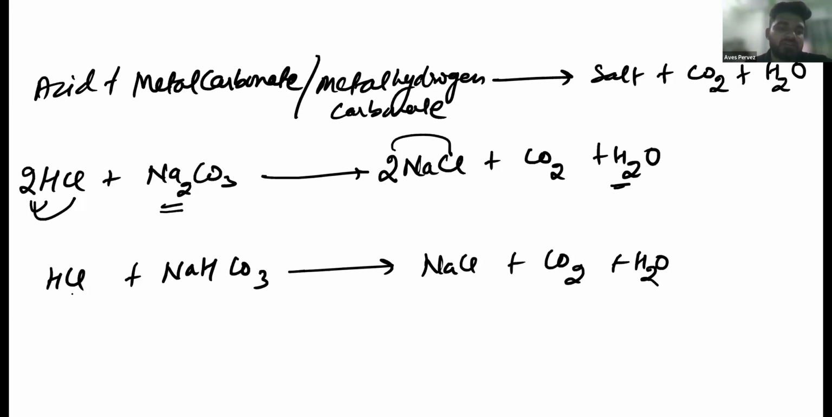Similarly, here it is already balanced. 1 Na, 1 Cl, 1 hydrogen here means 2 hydrogen, and 1 carbon dioxide and 1 oxygen. This will give you CO3. So this is balanced. So there is a difference of balancing. Otherwise, the salt will be obtained.